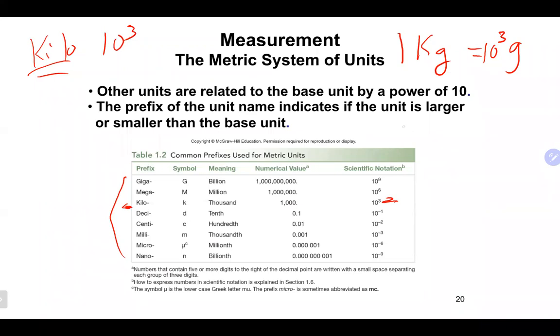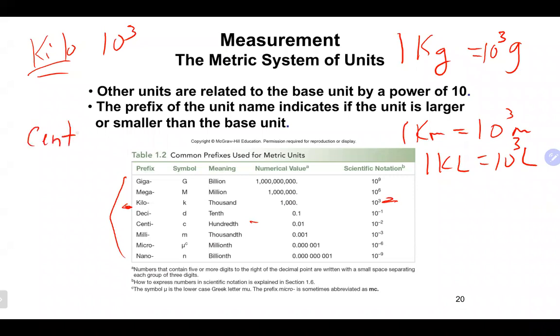If this was 1 kilometer, it would be 10 to the 3 meters. Same deal. This was 1 kiloliter, that would be 10 to the 3 liters. So it doesn't really matter the base unit, but what does matter is it's one of the prefix units to whatever that number is of the base unit. So if I looked at, for example, centi, which is here, centi is 10 to the minus 2.